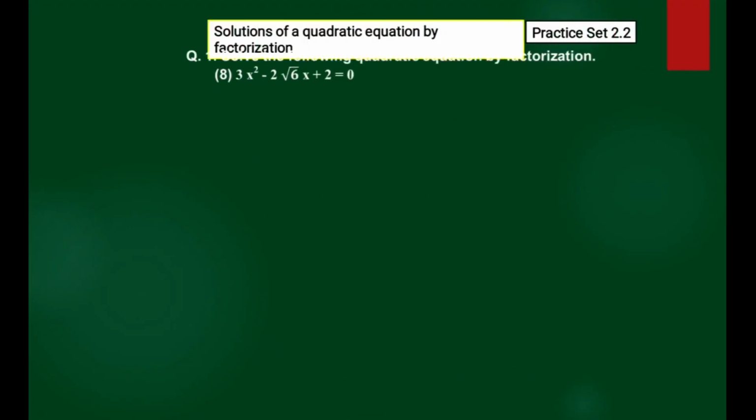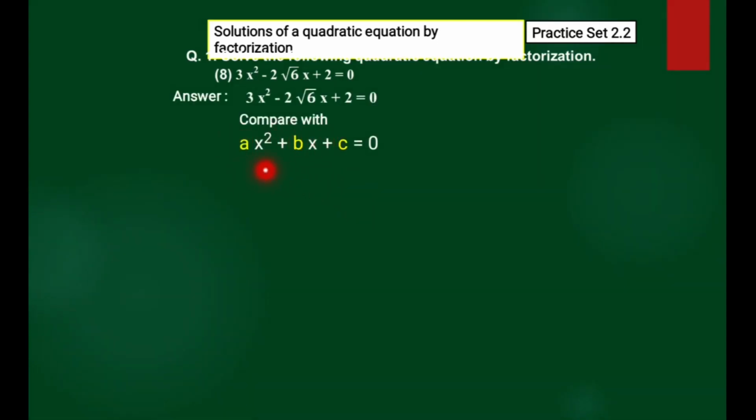Now see question number 8. Here the equation is 3x square minus 2 root 6x plus 2 equals 0. Now this is in general form. So directly we compare this with ax square plus bx plus c. So in the answer we write the equation first. Compare with ax square plus bx plus c equals 0. We get a equals 3, b equals minus 2 root 6 and c equals 2.